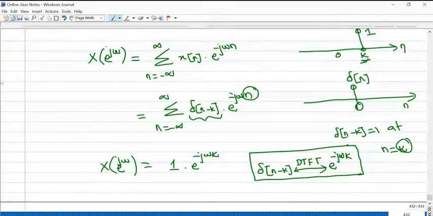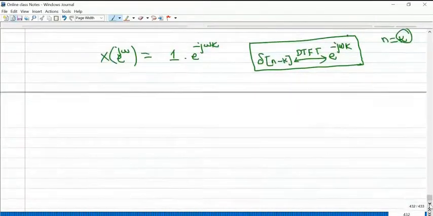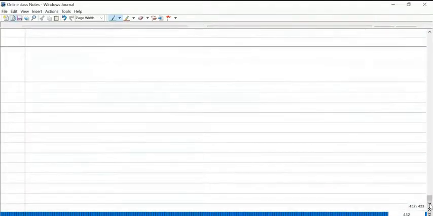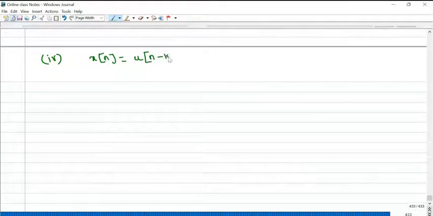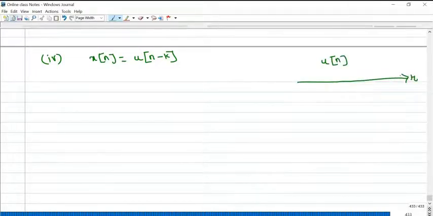All are simple formulas. Similarly, u of n minus k. What is the formula? x of n equal to u of n minus k. Find the DTFT. So let us understand the signal sketch for u of n first.